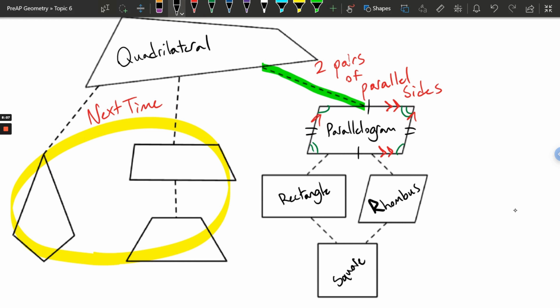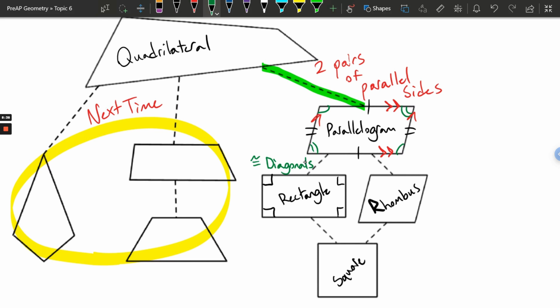Speaking of rectangles, in fact, we only need to draw the right angles of a rectangle because of how the tree is set up. We know that the opposite sides are congruent. We know that the opposite sides are parallel. We don't need to draw that because we already drew it in the parallelogram. So that's all I'll note about rectangles. I also want to note real quick that they have congruent diagonals. Okay, so that is specific to rectangles.